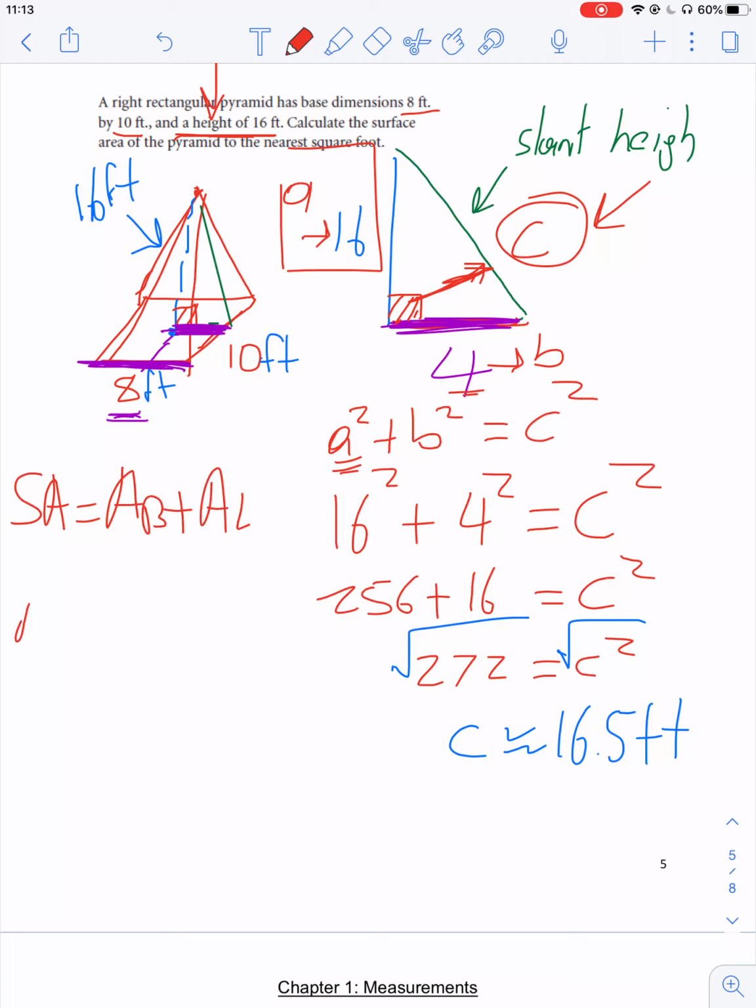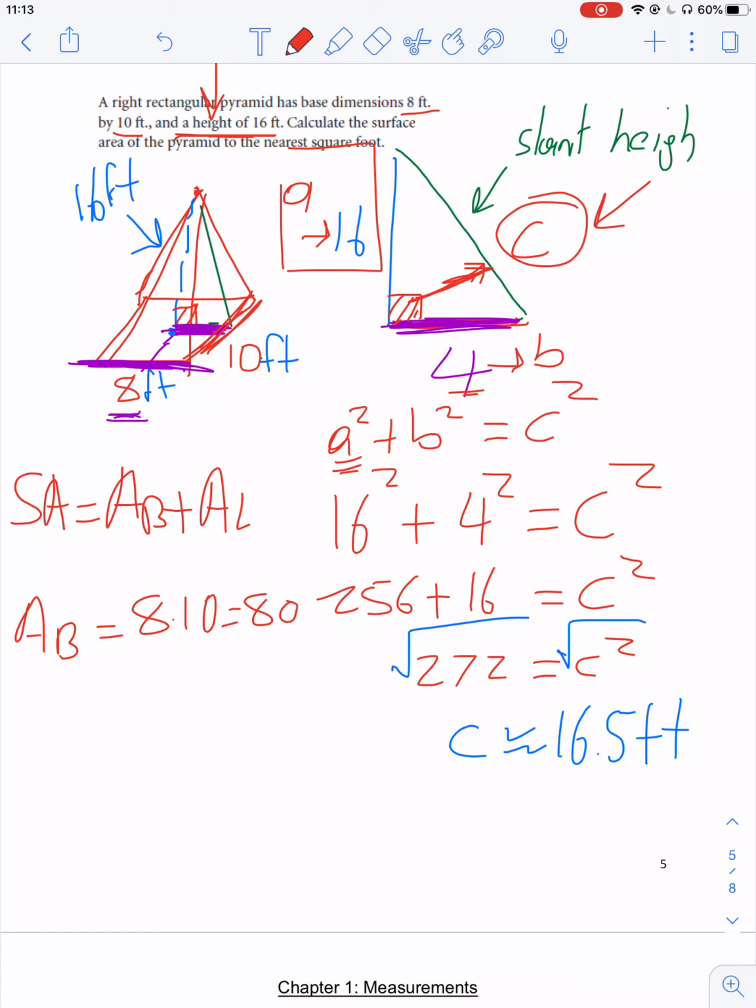So let's find AB, the area of the base, right? Because my base is a rectangle, it's 8 feet over here, and then 10 feet across. So it's just 8 times 10, which is 80.